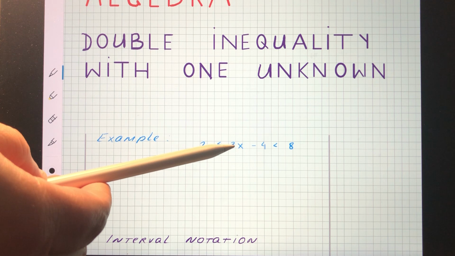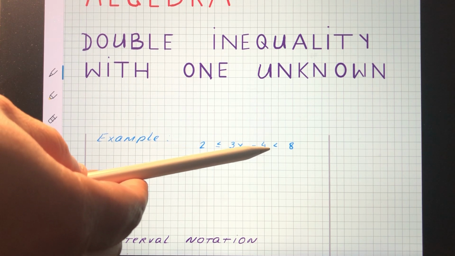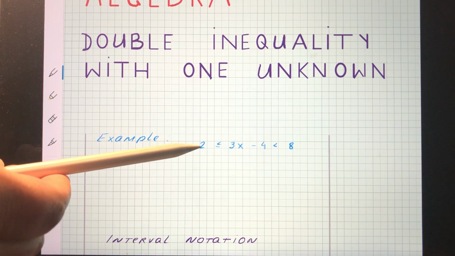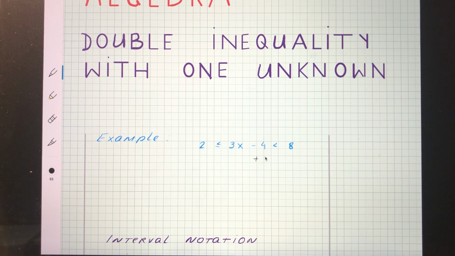Following the order of operations, we undo negative 4 first by adding 4 to all the sides. Only this time we have three sides to do it to. Let's do that operation. So we add 4 to all the three sides. And that makes 6 less than or equal to 3x less than 12.